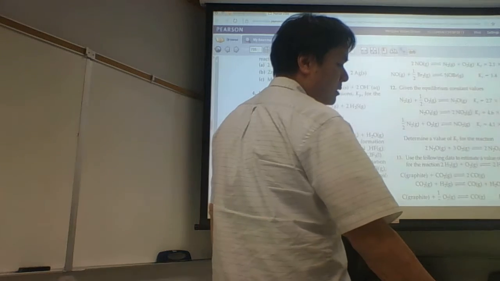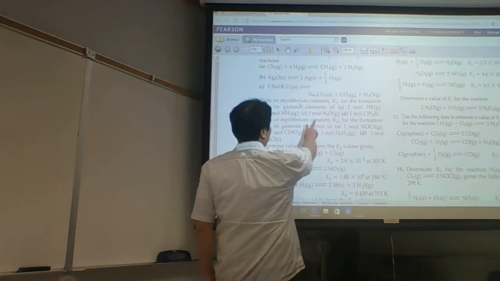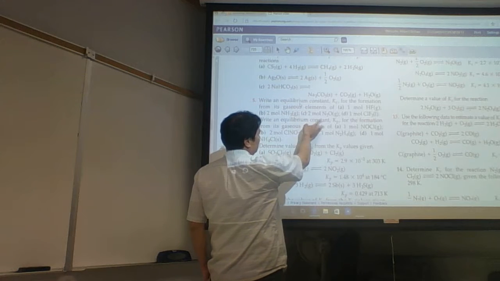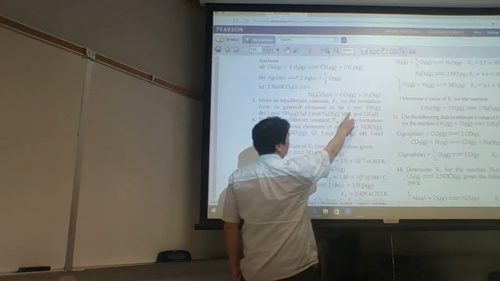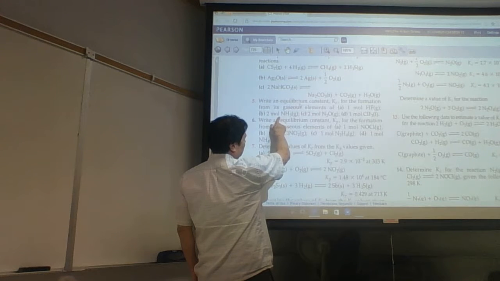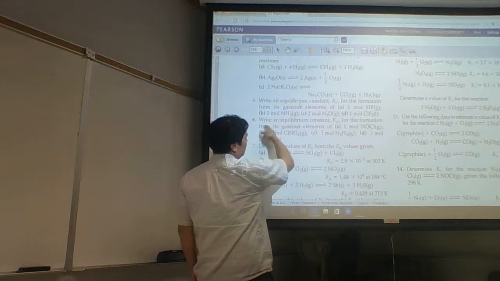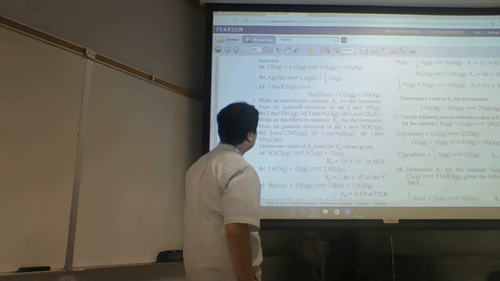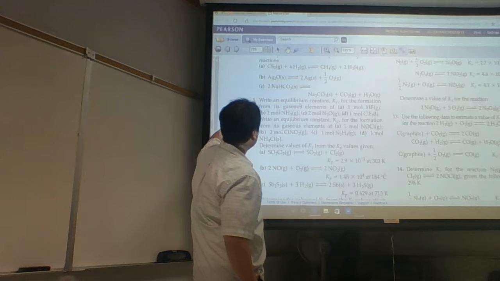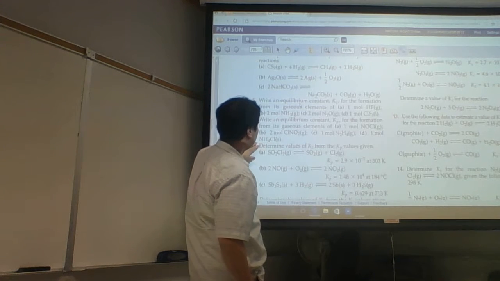H2O goes to gas. Problem number 5 is looking at formation from the gaseous elements. So these are like formation reactions. 1 mole of HF from the elements. 2 moles of NH3. Normally formation reactions are per mole of substance, so this would be 2 times the formation reaction. Number 6, write an equilibrium constant Kp for the formation. So just more formation reactions.